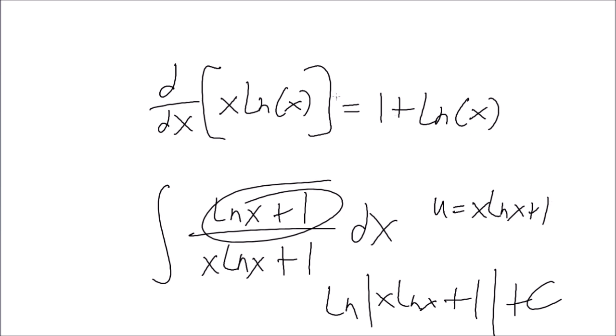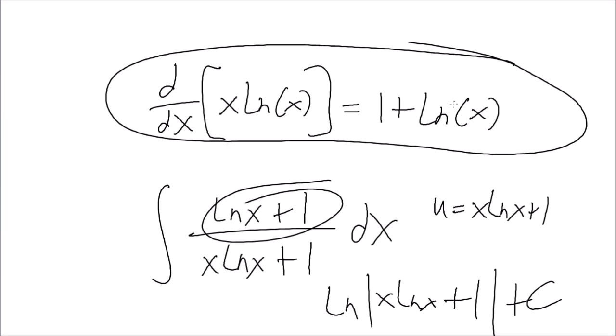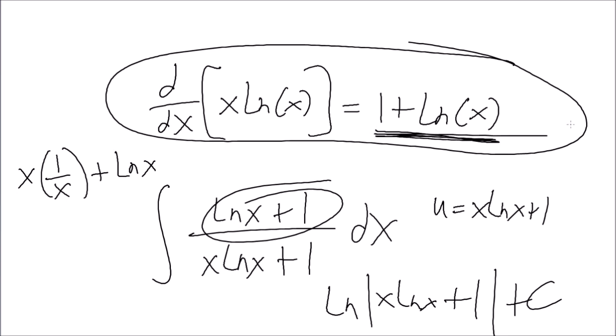So it's a very, very good derivative to memorize by heart: the derivative of x ln of x is equal to 1 plus ln of x. This is just by the product rule. It's 1 because the derivative of ln of x is 1 over x, so it becomes 1. And then it's just ln of x because the derivative of x is just 1. The product rule makes it look very clean. It's very good to have this derivative memorized.